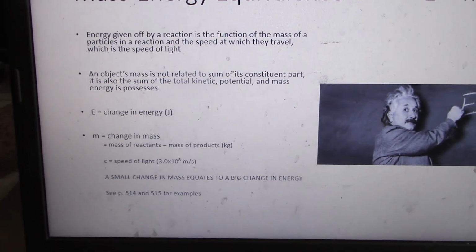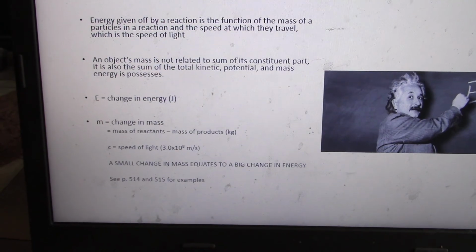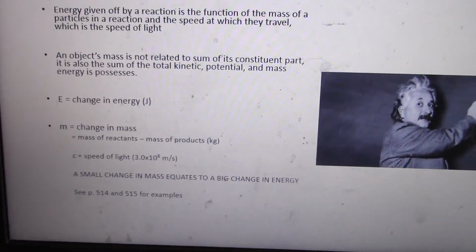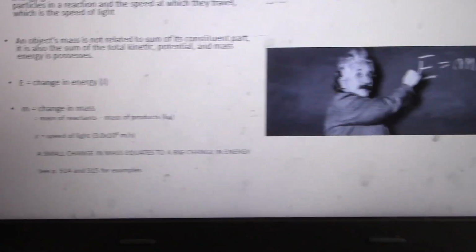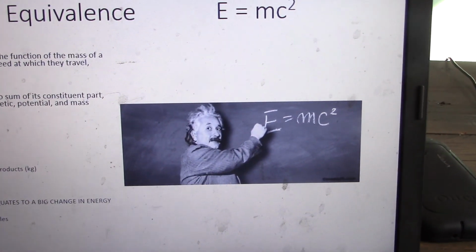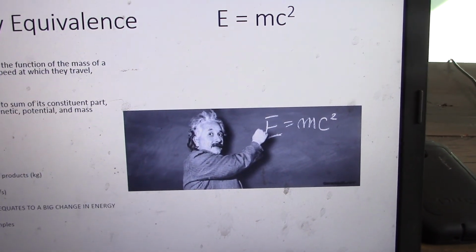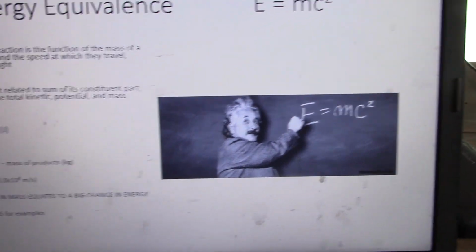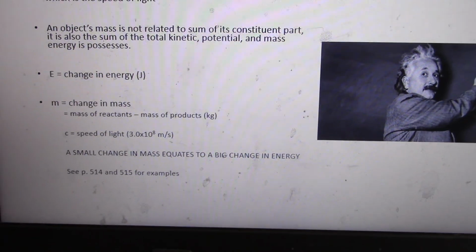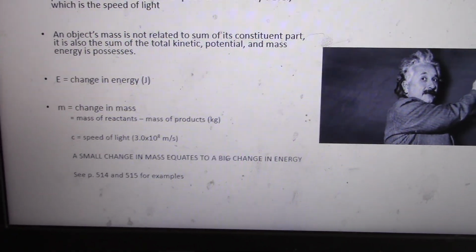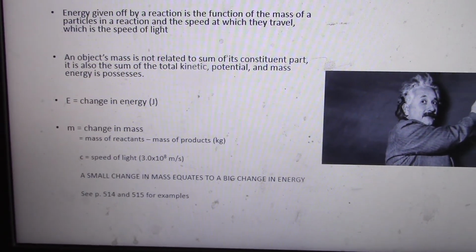So an object's mass is not related to the sum of its constituent parts. It's also the sum of the total kinetic, potential and mass energy it possesses. This was pretty revolutionary when Einstein determined this. It helped us determine a lot about the wave-particle duality of nature and helped solidify some of the ideas about special and general relativity. But mass has an energy equivalency.